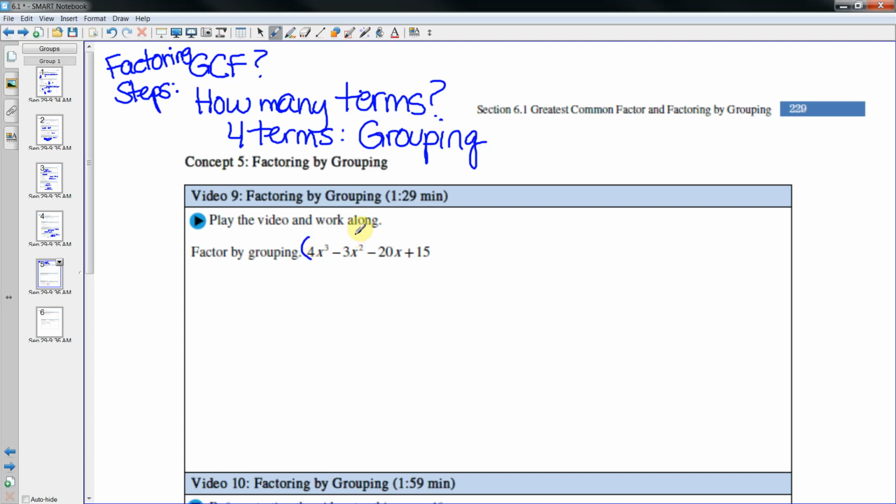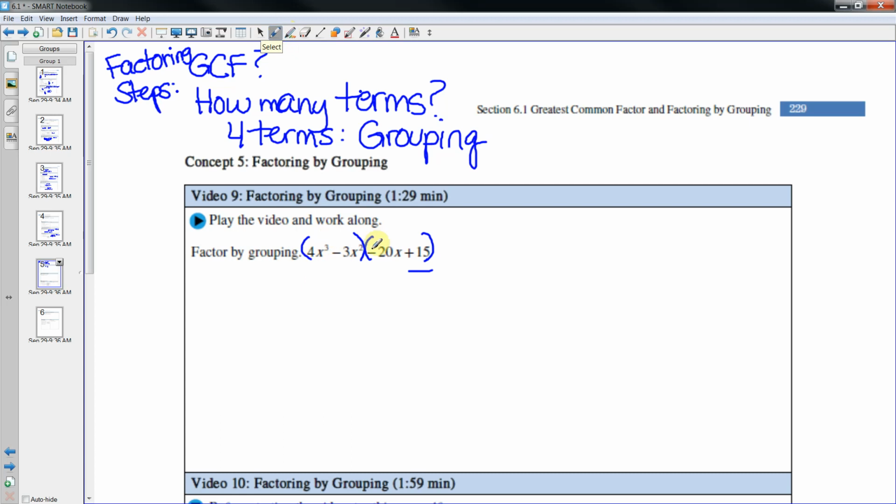So this is what we do when we group. We're going to put the first 2 and the last 2 terms together. Now, before I did that though, I should have said, is there a greatest common factor? So is there a number that'll go into 4, 3, 20, and 15? No, there's not one that'll go into all 4. Okay, so then I look to see, do I have a variable in every single one of them that I can take out? I don't have an x in this last term right here, so I cannot take a variable out from all of them. So I move on to how many terms do I have, and I have 4, so I have grouping.